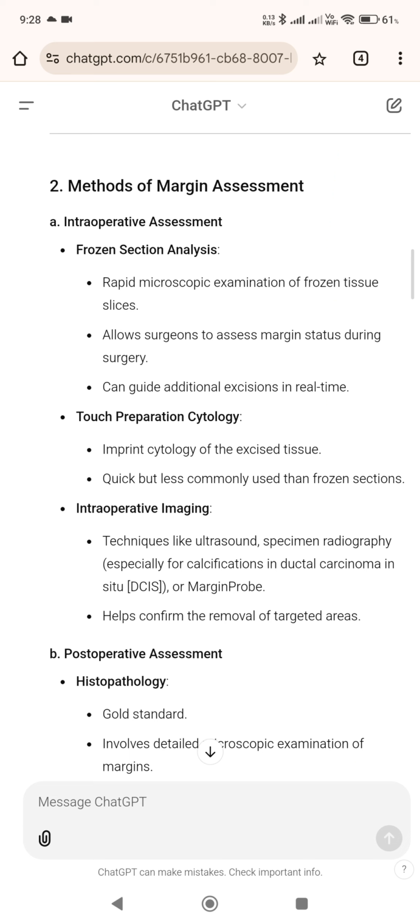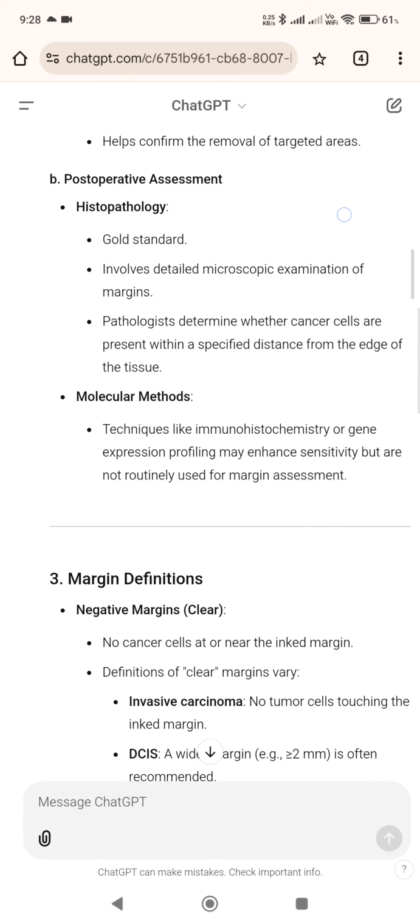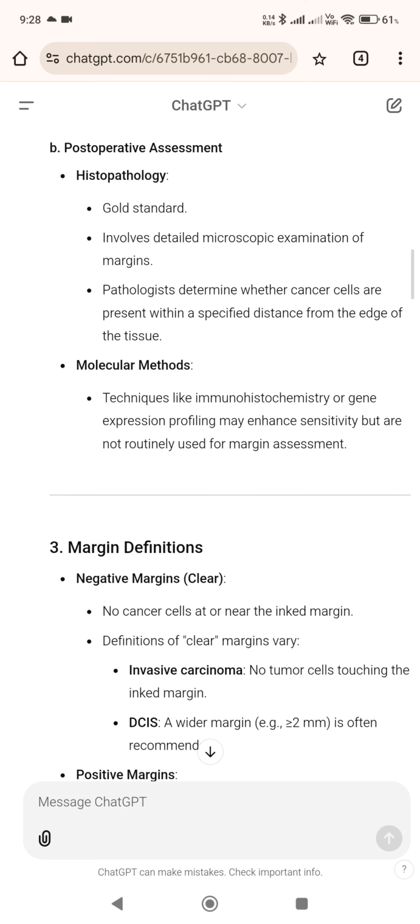Intraoperative imaging, techniques like ultrasound, specimen radiography, especially for calcifications in ductal carcinoma in situ, DCIS, or margin probe, helps confirm the removal of targeted areas. B. Postoperative assessment. Histopathology, gold standard, involves detailed microscopic examination of margins. Pathologists determine whether cancer cells are present within a specified distance from the edge of the tissue. Molecular methods. Techniques like immunohistochemistry or gene expression profiling may enhance sensitivity but are not routinely used for margin assessment.